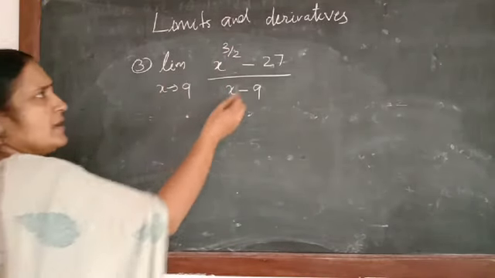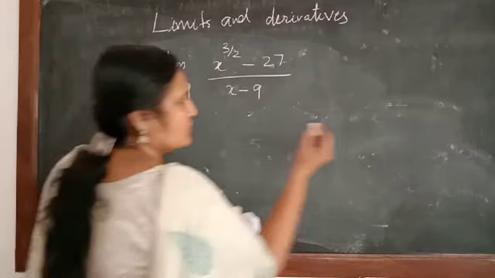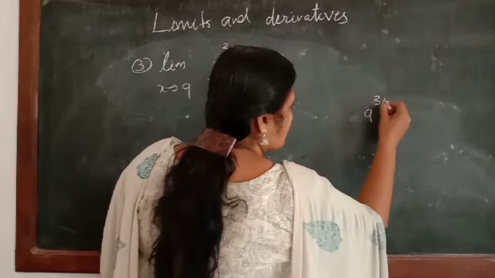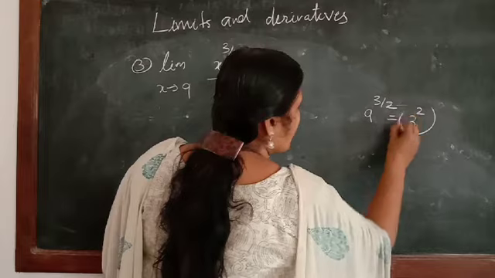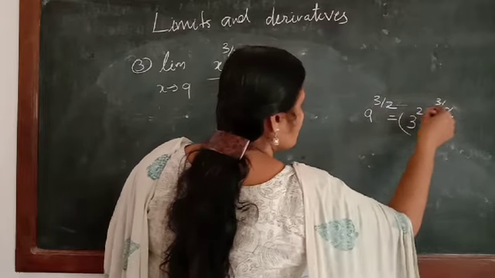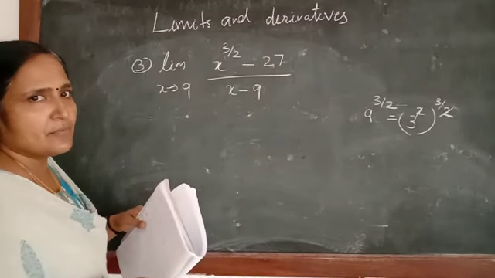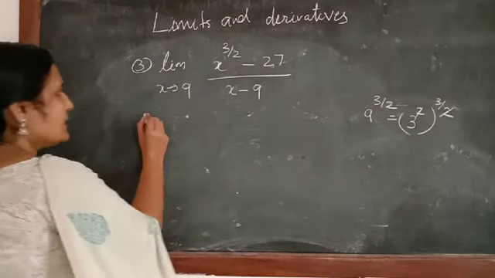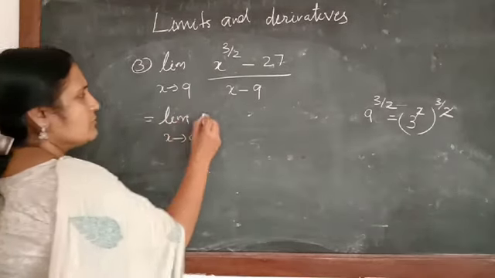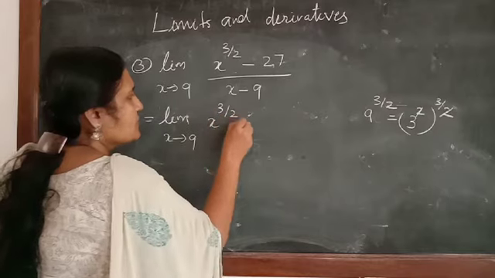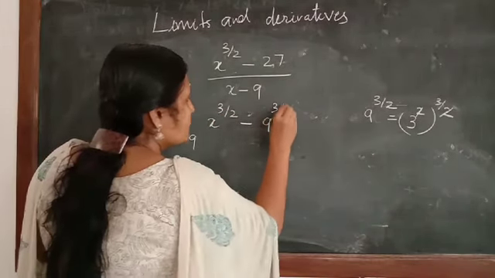So now we can check whether we can rewrite 27 as 9 raised to 3 by 2. So just to check, 9 raised to 3 by 2. How can we rewrite 9? 9 can be written as 3 square, so raised to 3 by 2. So 2 and 2 will get cancelled. We will get 3 cubed, which is equal to 27. So in the next step, we are going to rearrange it in the formula there. So it will be equal to x raised to 3 by 2 minus 27, which can be written as 9 raised to 3 by 2.